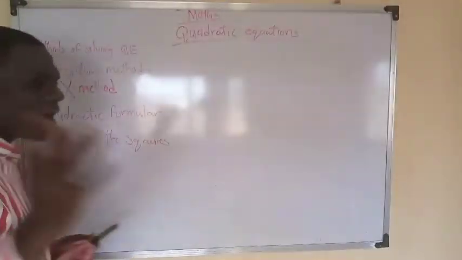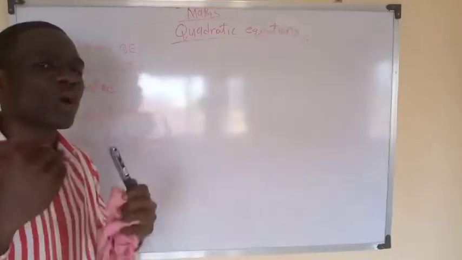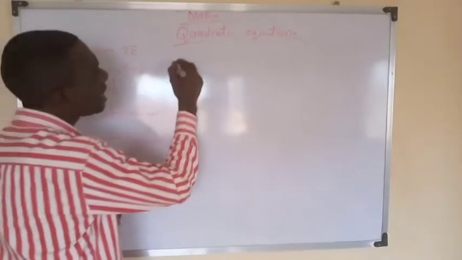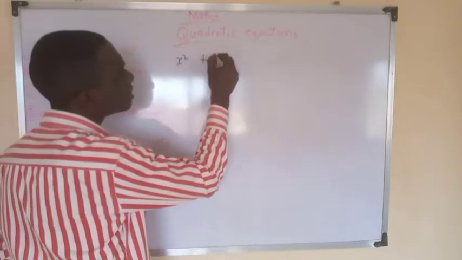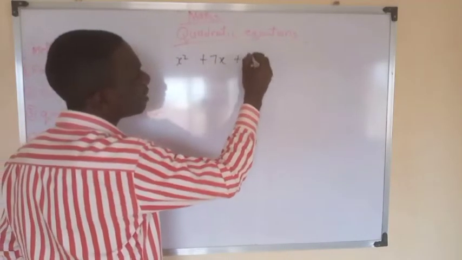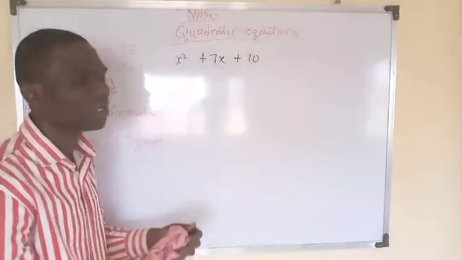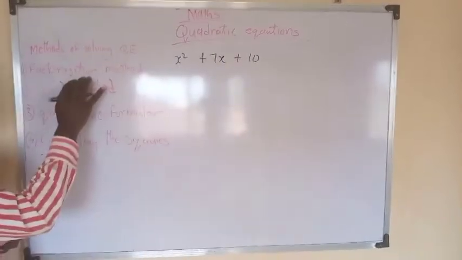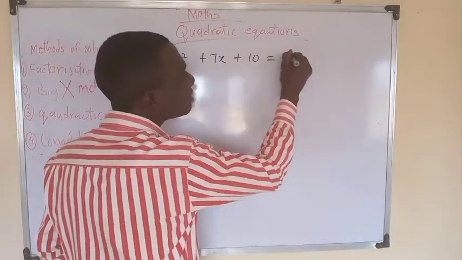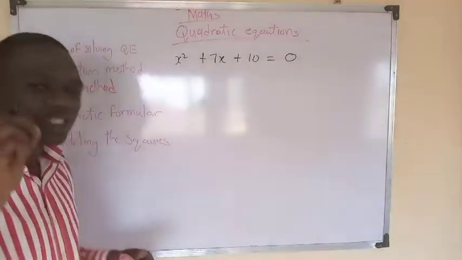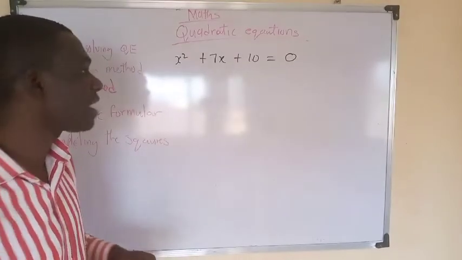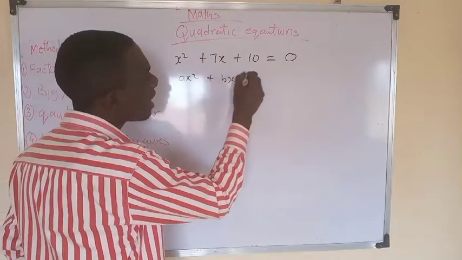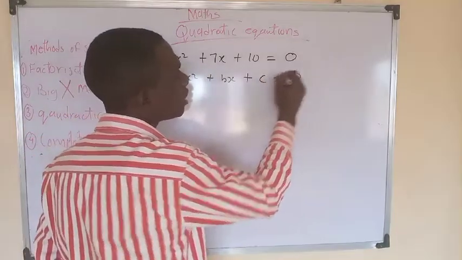Alright? So before I continue, there's a difference between a quadratic expression and a quadratic equation. If I have something like this, let's say x squared plus 7x plus 10, this is a quadratic expression. And this quadratic expression can be best solved by the factorization method. But when it's equal to 0, that becomes a quadratic equation. Alright? And it must always be in this form: ax squared plus bx plus c equal to 0.